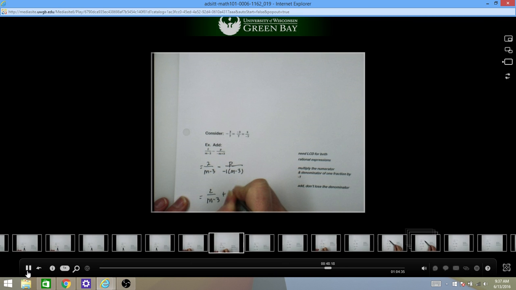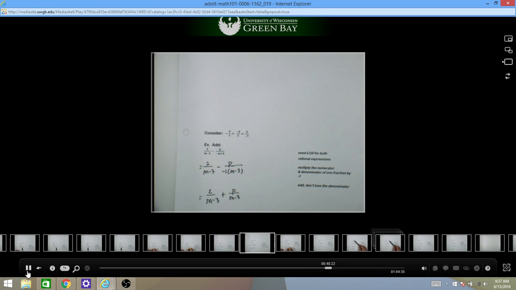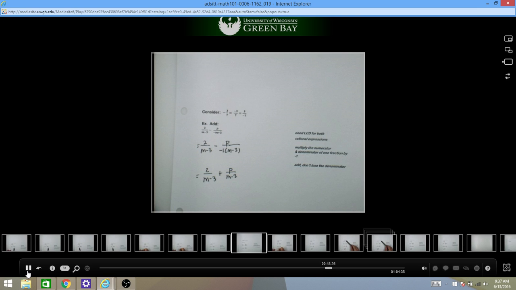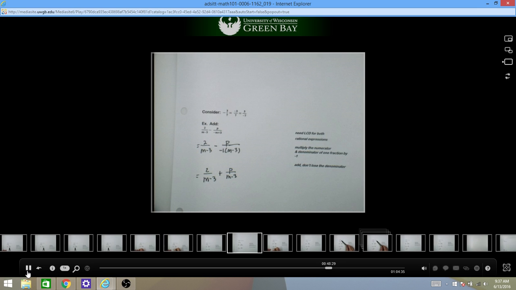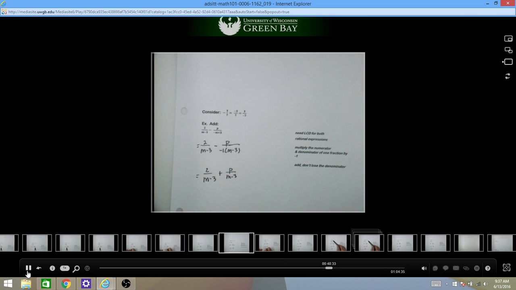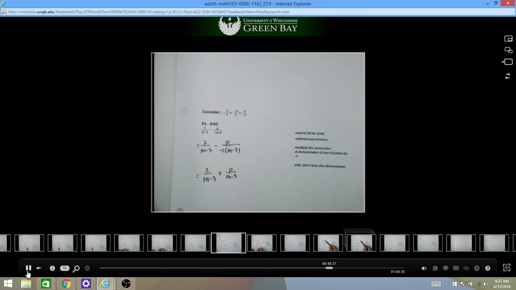So your least common denominator is just m minus 3. It doesn't have to be m minus 3 times negative m plus 3. You can just go ahead and take care of having the smallest least common denominator possible. That's why it's called least. As small as possible. Okay, so you can then add these up.